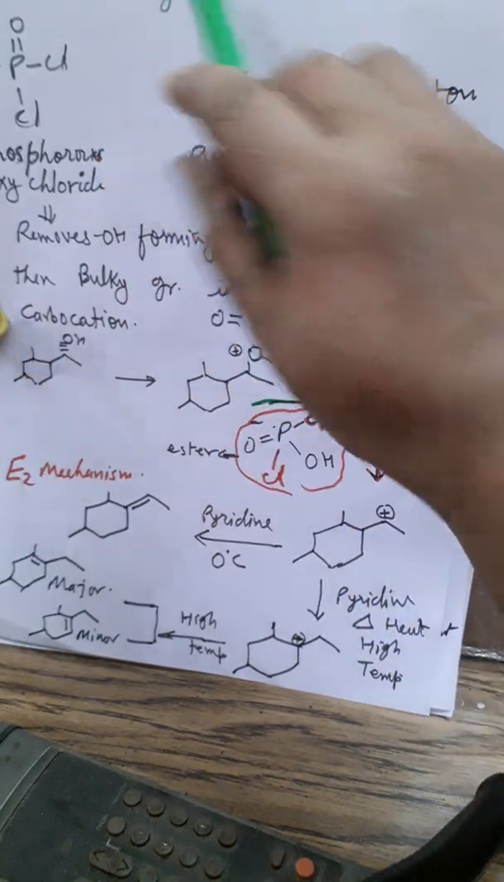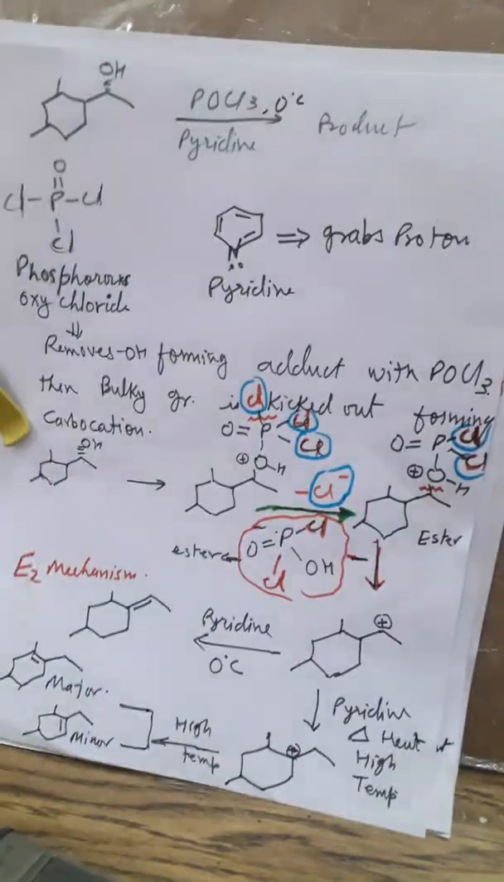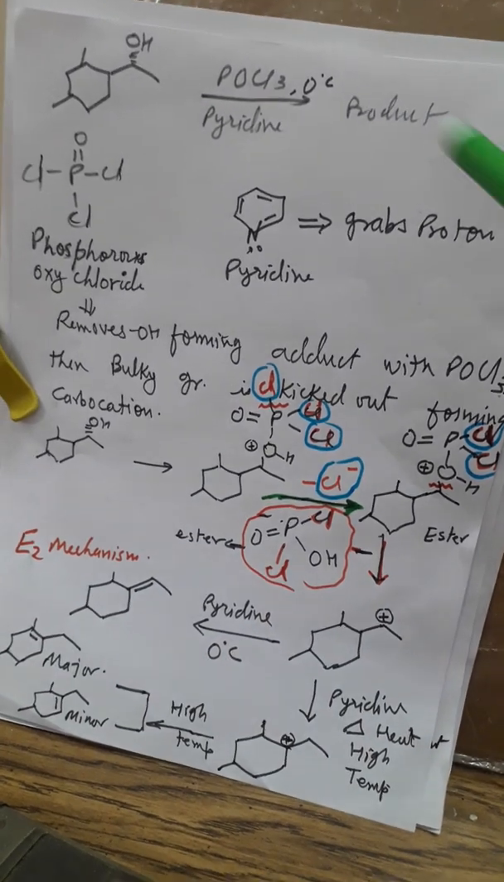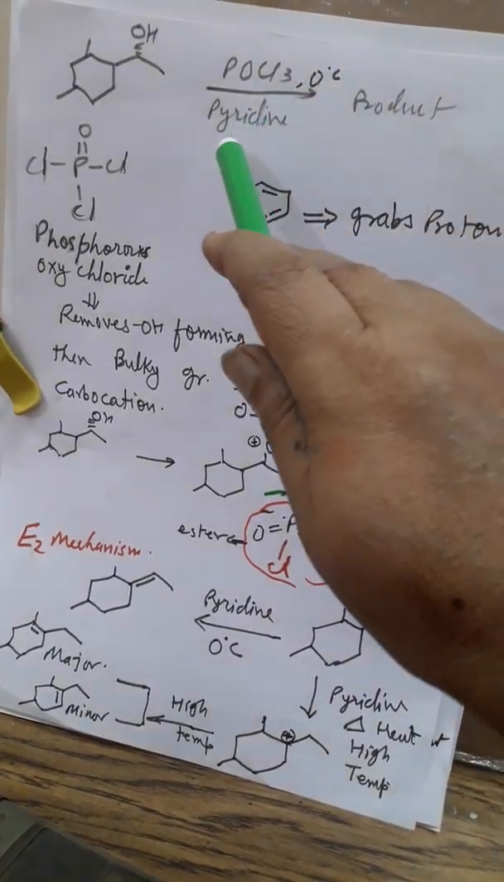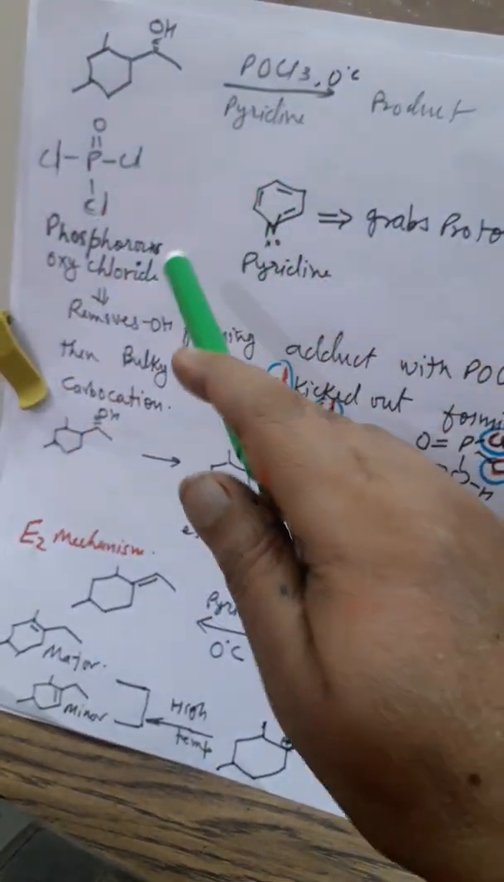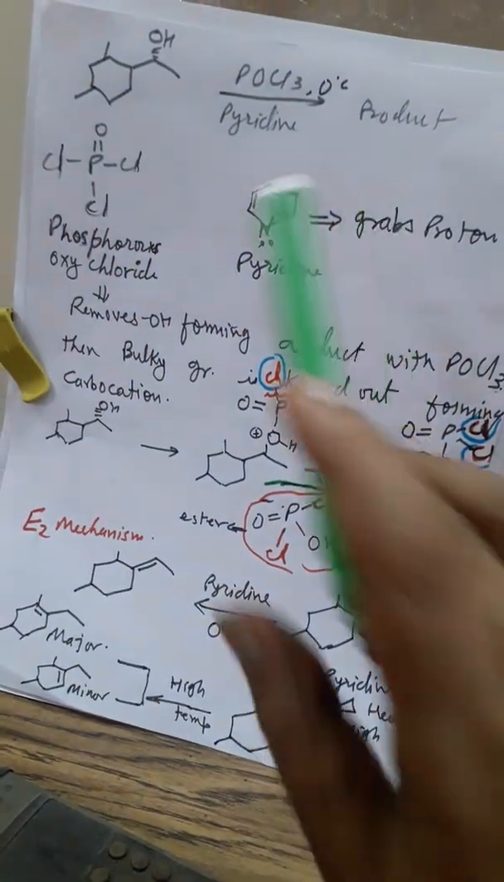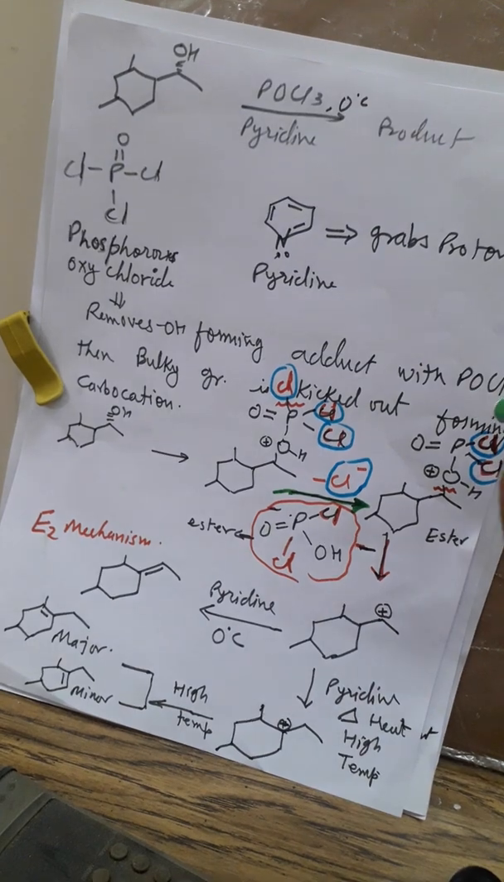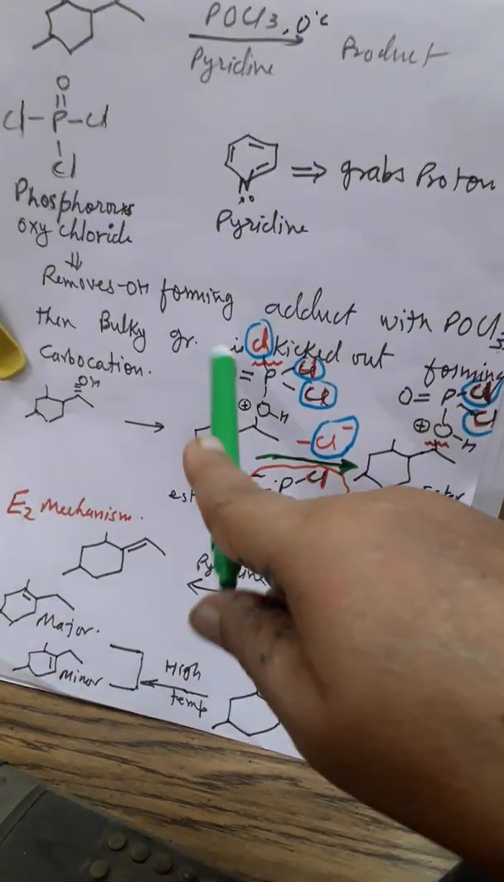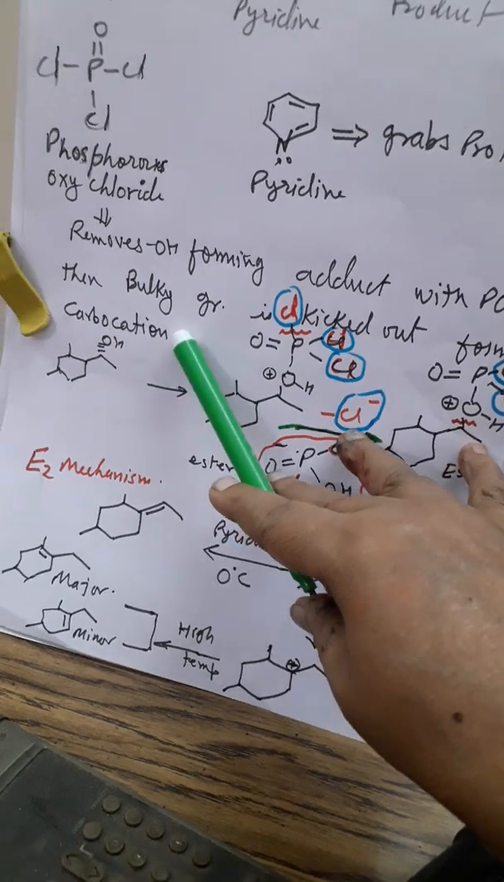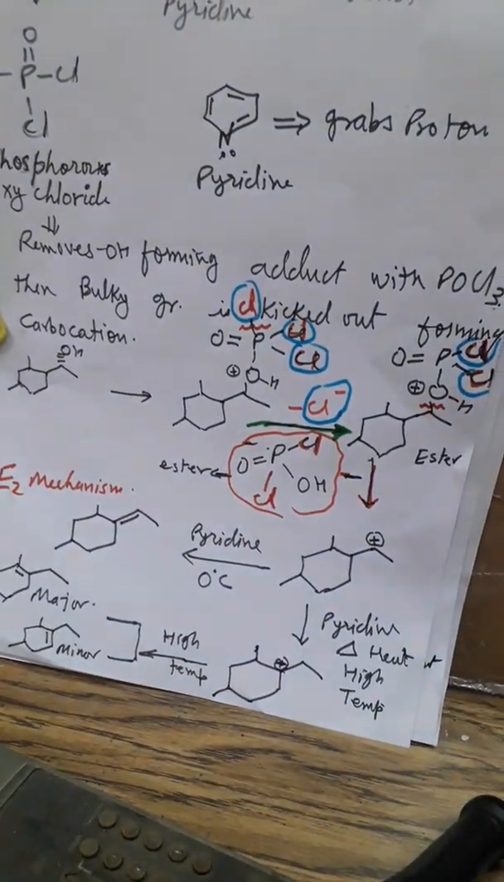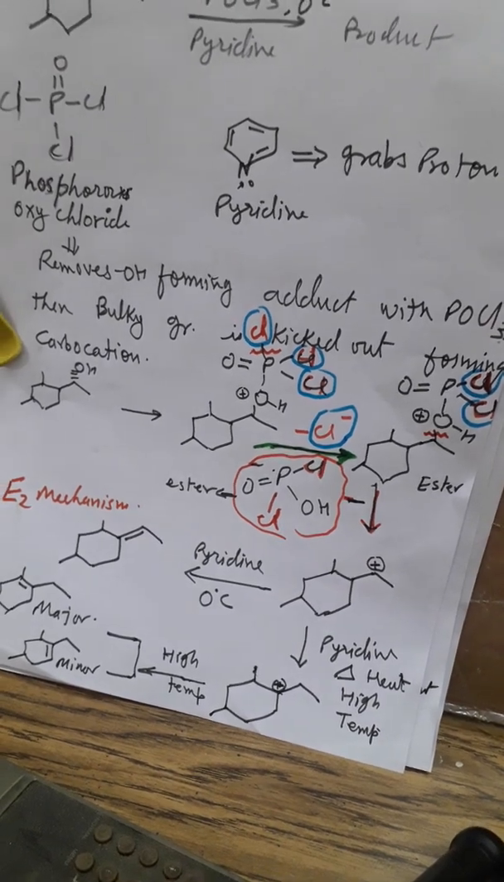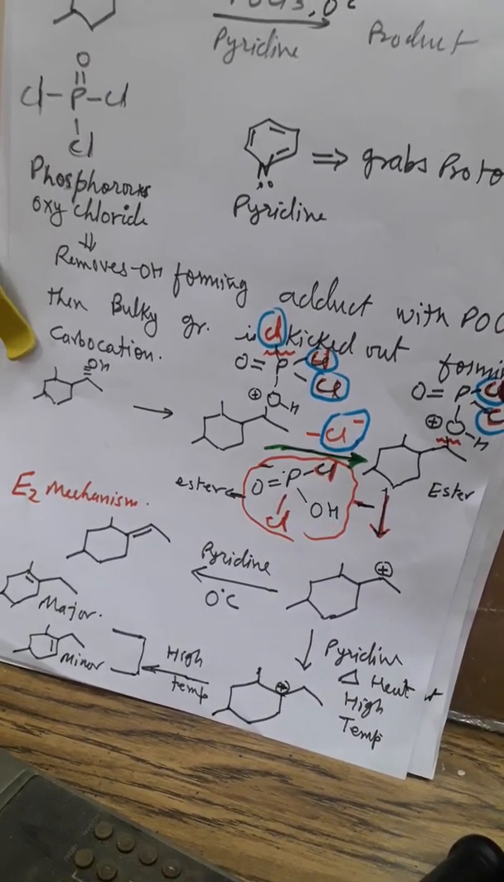Draw this structure first. Draw this structure, and we have to write POCl3, 0 degrees C, pyridine, meaning in the presence of pyridine, and POCl3 I have written here. Then we are using two reagents, and I am telling you the role of each. POCl3 removes OH, forming an adduct with POCl3. Okay, and the bulky group is kicked out, forming a carbocation. So the main purpose of POCl3 is to form a carbocation. First of all, the adduct is formed, and then this carbocation is obtained.